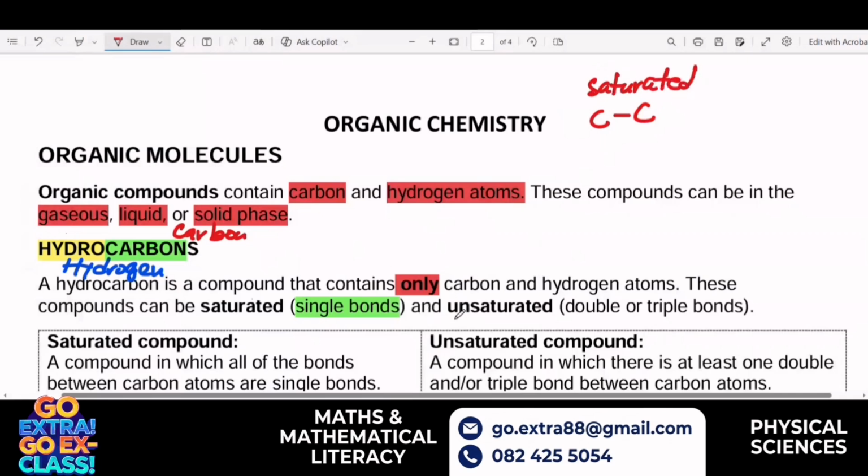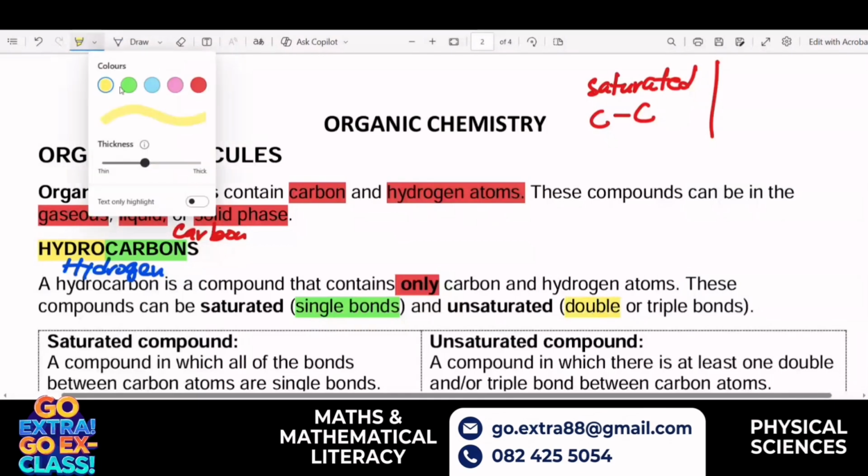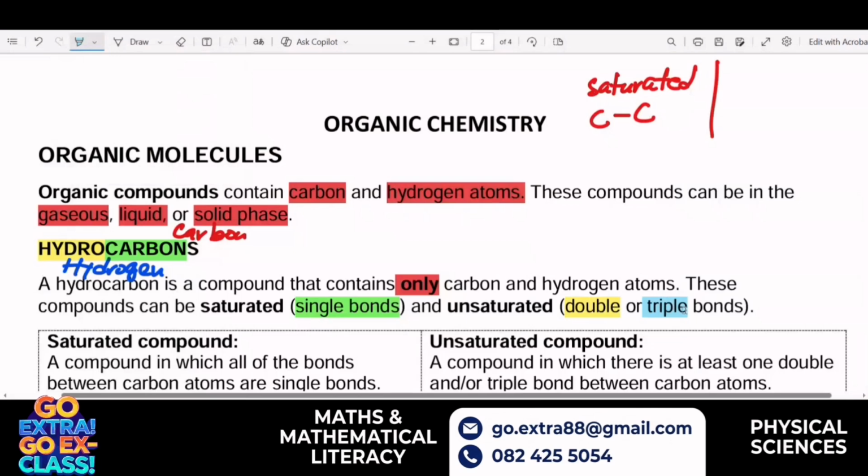Now we also have hydrocarbons which are unsaturated. What do we mean by unsaturated? By unsaturated, we mean that these hydrocarbons contain a double bond or a triple bond between their carbons. So once there is a double bond or a triple bond between carbon and carbon in these hydrocarbons, we can say they are unsaturated. So how do we see that? Between carbon and carbon, there's a double bond.